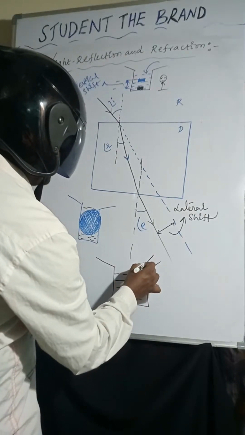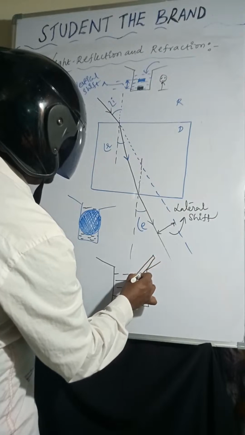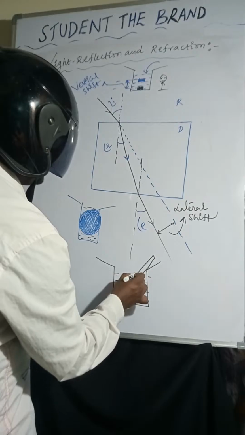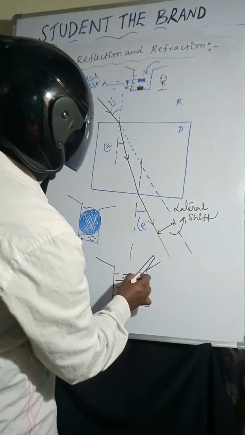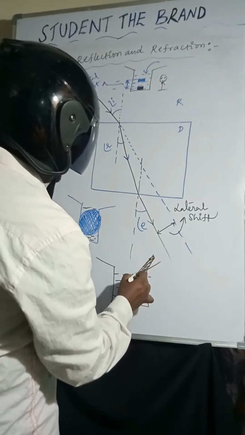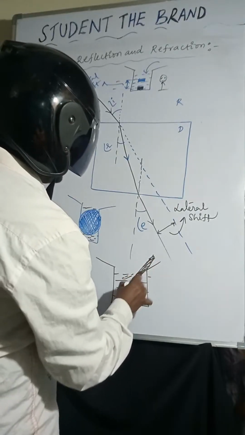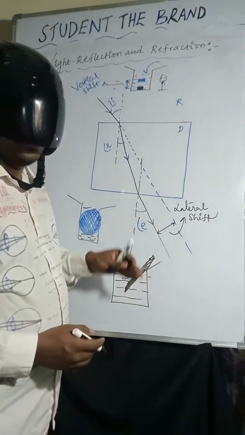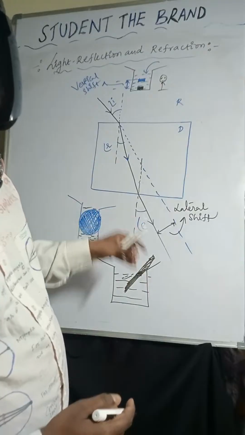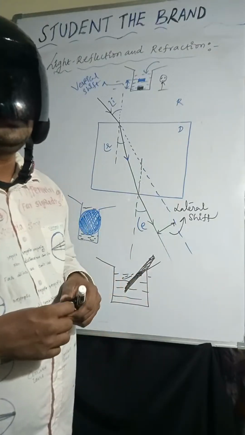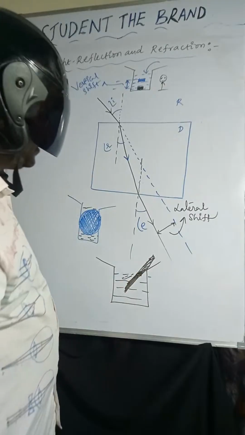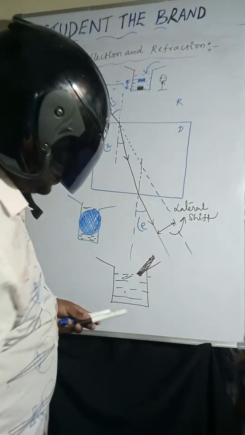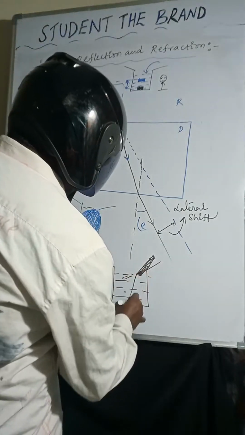at the interface of the water and glass, the pencil appears bent like this. Actually it is not bent, it will be straight. Due to refraction, it appears to be bent, right? Exactly in this position, it appears like this.